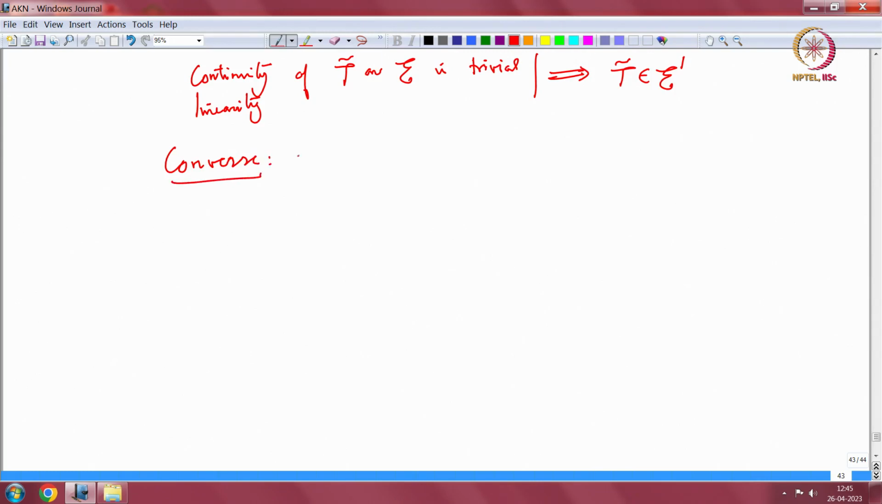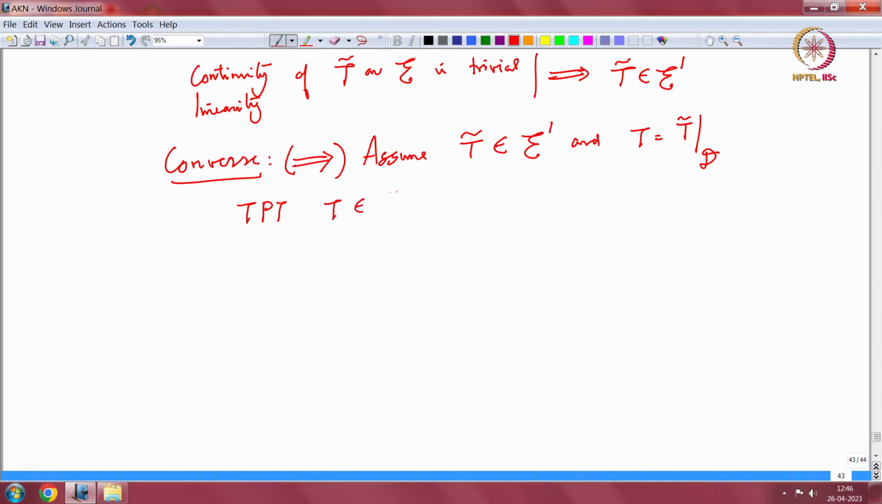What do you want to prove? This case, right? That is, assume T tilde is in E prime and T is equal to T tilde restricted to D. You want to prove that T is in D prime and T has compact support.